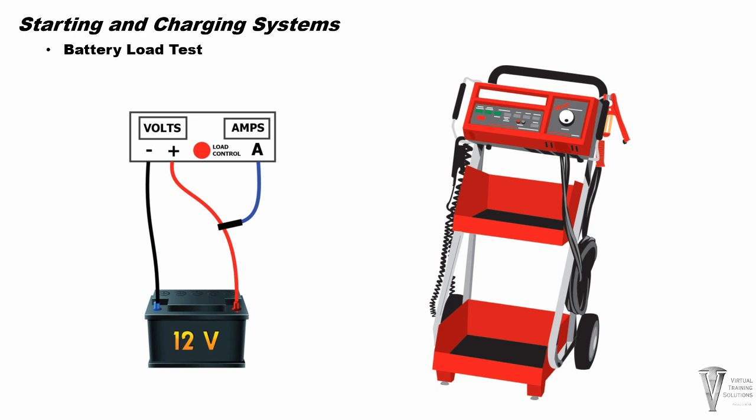Hold the amps reading at 1/2 of the cold cranking amp rating for 15 seconds, no longer than that. Hold the load control knob as steady as possible. Note the voltmeter reading at the end of the 15-second period before releasing the load control knob. Usually a good, trustworthy battery will maintain at least 10 volts.